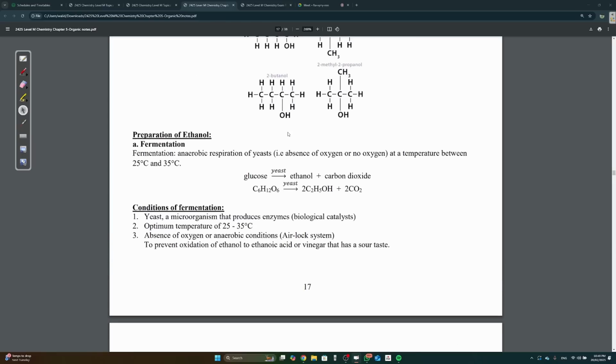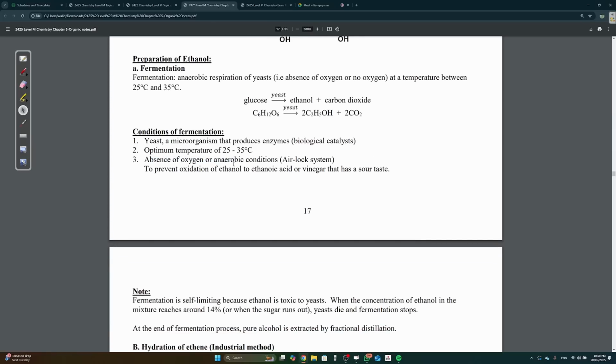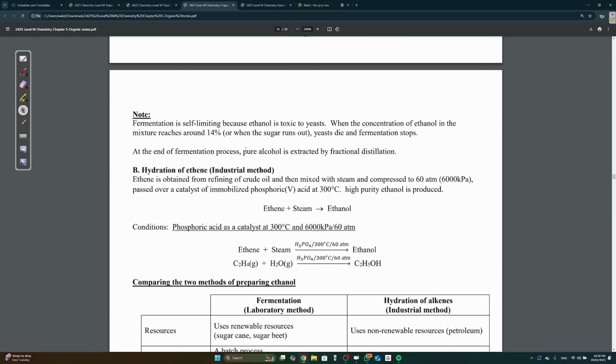Let's go. How do you prepare alcohols? Obviously, fermentation is the first one, where yeast undergoes fermentation. Glucose breaks down to ethanol and carbon dioxide. You need to do it between 25 and 35 degrees Celsius. Easy stuff. What are the conditions of fermentation? You need to know the absence of oxygen, that's the most important one, yeast, and 25 to 35 degrees Celsius. You need to know that it's a self-limiting reaction because it ends when the yeast dies, right?